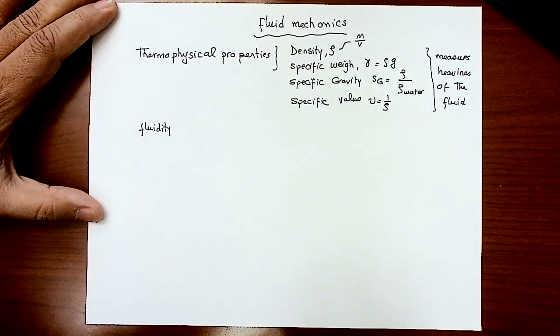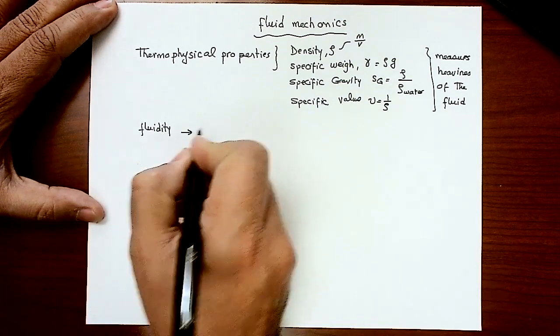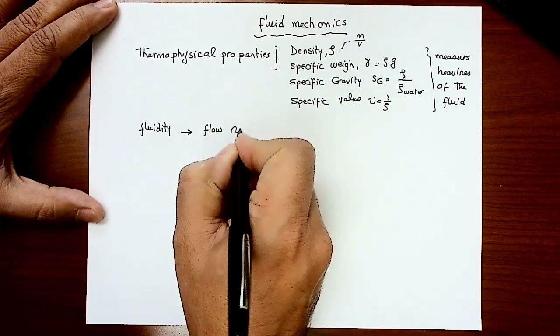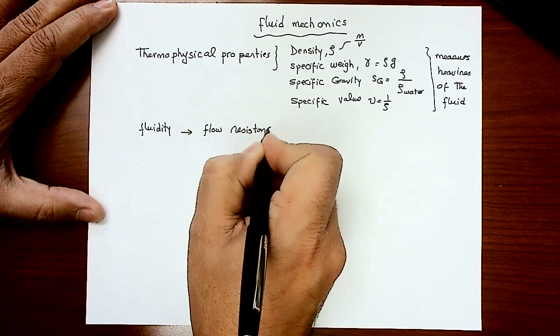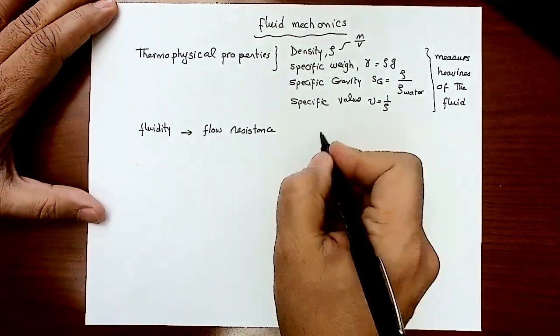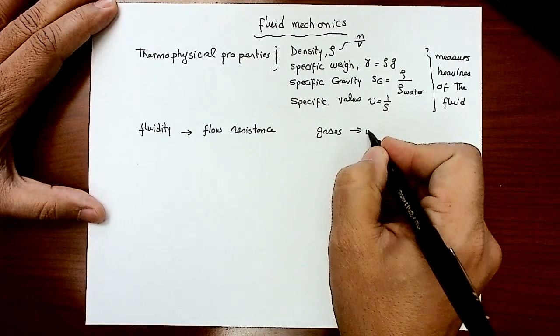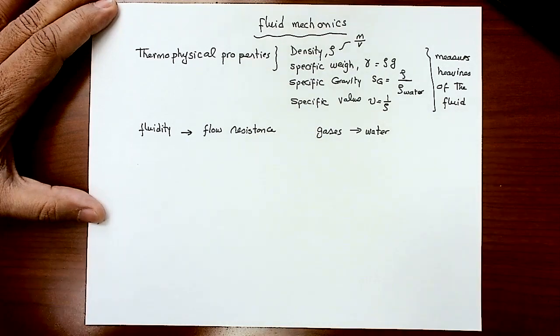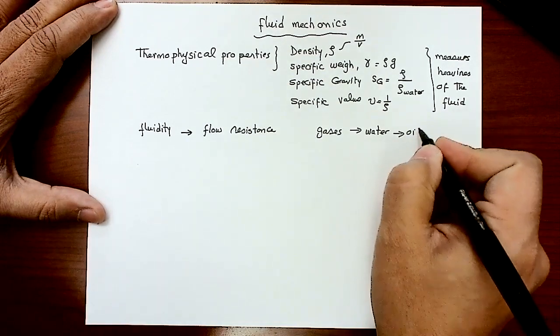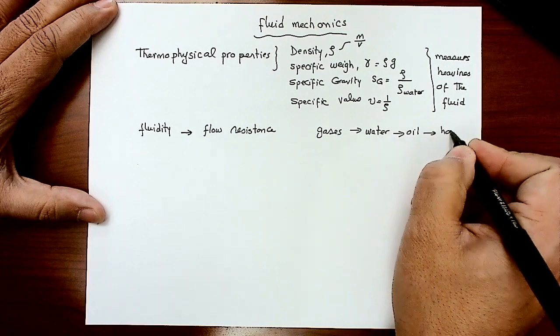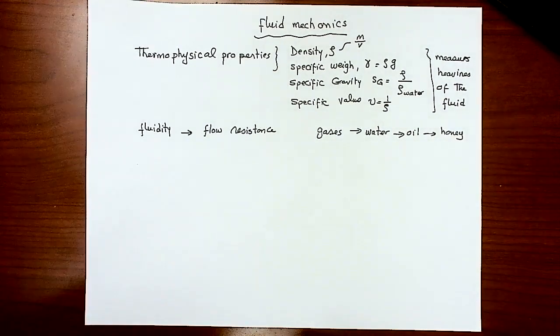When I say fluidity, it means how easy or hard the fluid can flow, so it gives me an indication about the flow resistance. For example, we know that gases flow easily. The next one would be water, then oil. And we all know how hard honey is to transport, or to flow. So what is the thermophysical property that tells us how easy or hard the fluid can move?